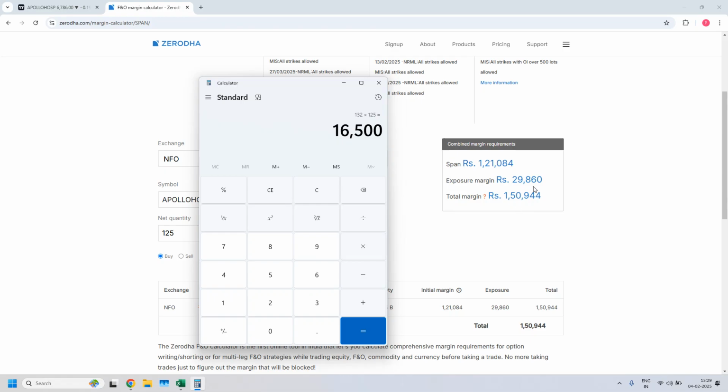I will keep the same value. To calculate the ROI, 100 divided by your margin cost of 1,50,900. You could have got around 10.9% ROI, close to 11%.